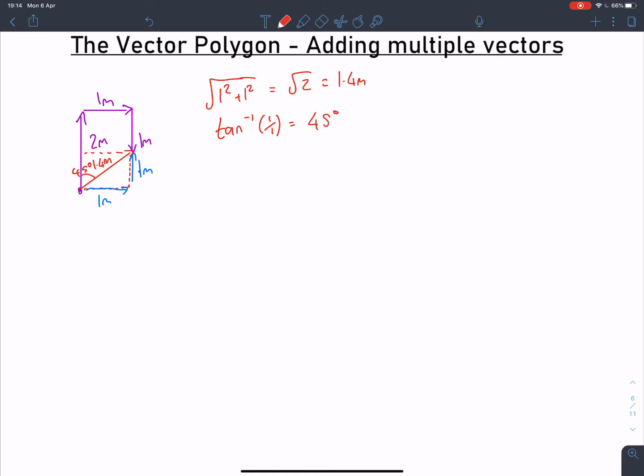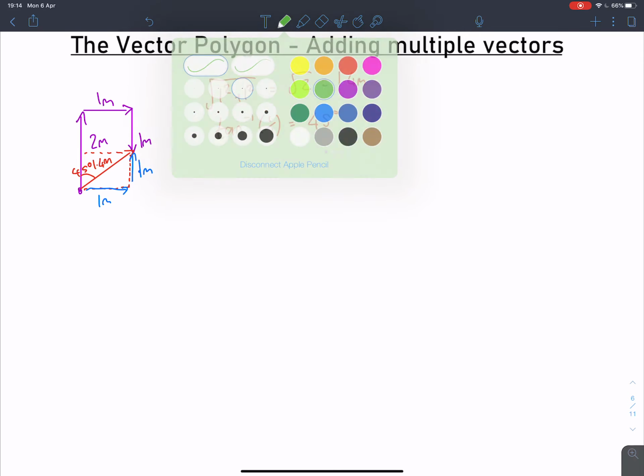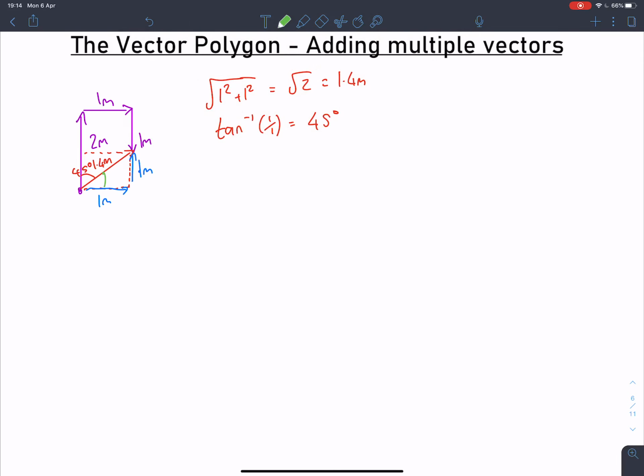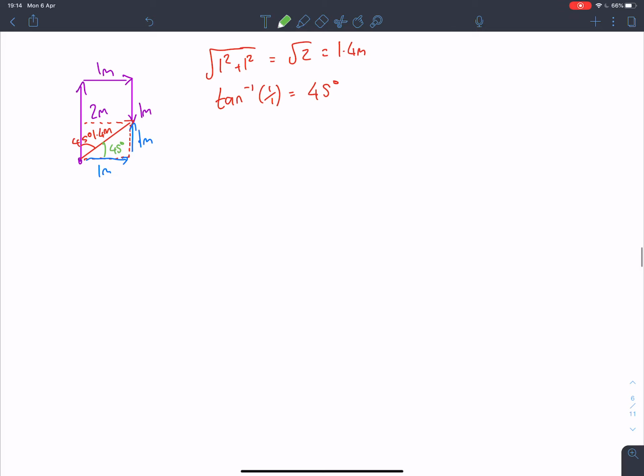Okay. Alternatively, you might have chosen to find, let's do it in a different colour there, this angle here. Now that's absolutely fine, provided you label on your picture which one you've found. So here, that's also going to be 45 degrees. Really important that you label the direction that we're talking about here. Okay, I'm going to give you another example here.